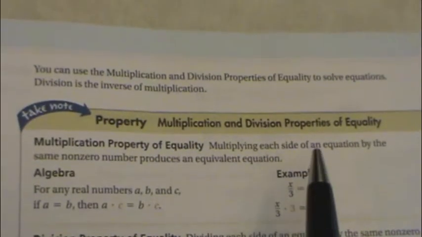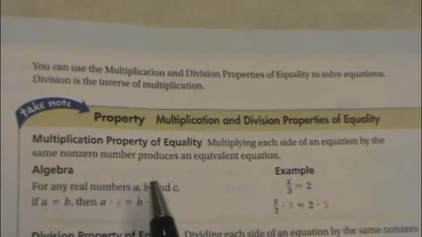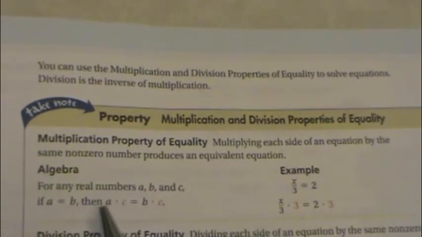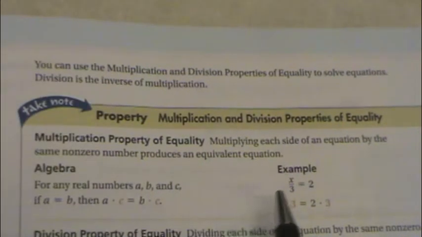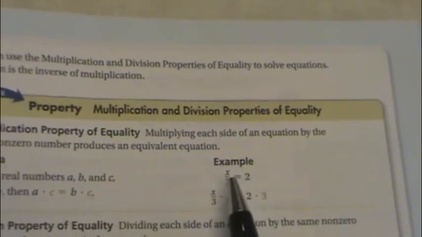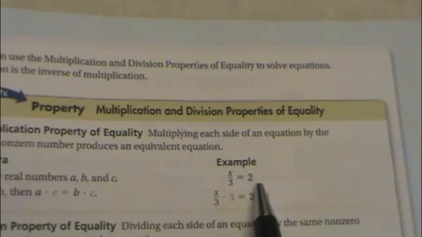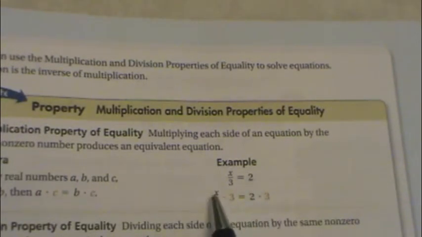Time for the next step. The principle stays the same when we're multiplying and dividing. Here's your property of equality that uses multiplication. If a equals b, then a times c equals b times c. Here's a helpful example. If x divided by 3 equals 2, then x divided by 3 times 3 equals 2 times 3. Think about what that would do to this side of the equation. It's rather helpful.